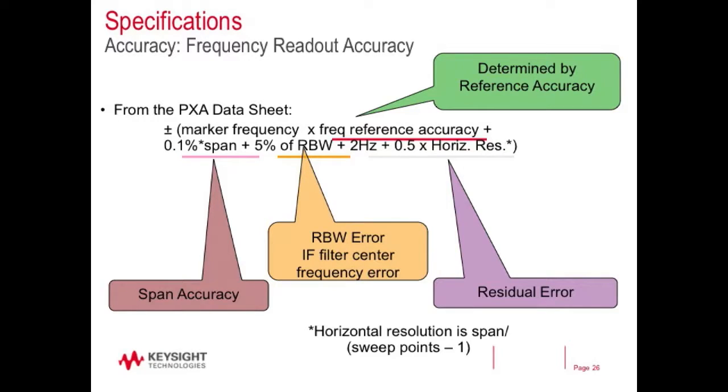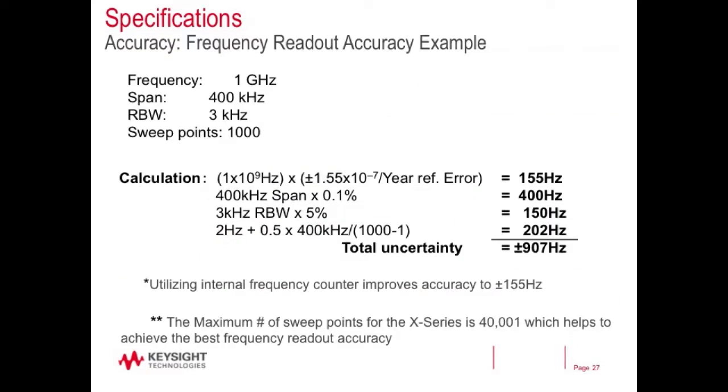And you can see the horizontal resolution is defined as span divided by sweep points minus 1. So if you were to go through that exercise and figure out how accurate is my 1 gigahertz marker on a 1 gigahertz signal with these operating parameters, you can basically plug and chug the equation, and you can see that for this setup, at 1 billion cycles a second, I'm basically within a kilohertz, plus or minus 900 hertz. So let's say your requirement is that your accuracy needs to be within 500 hertz.